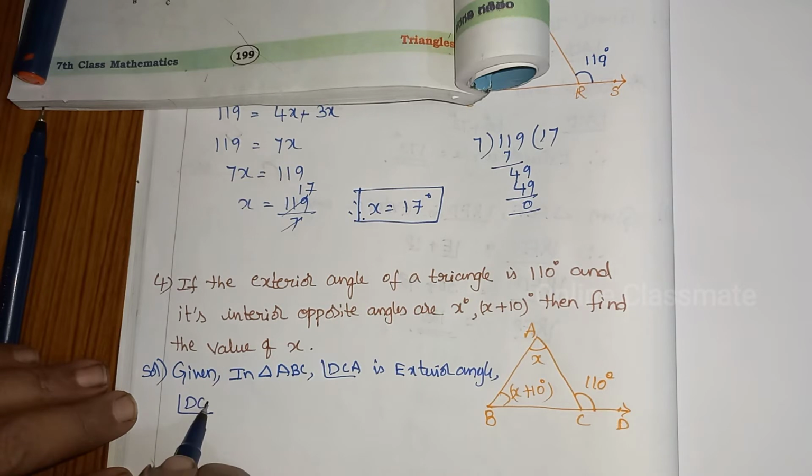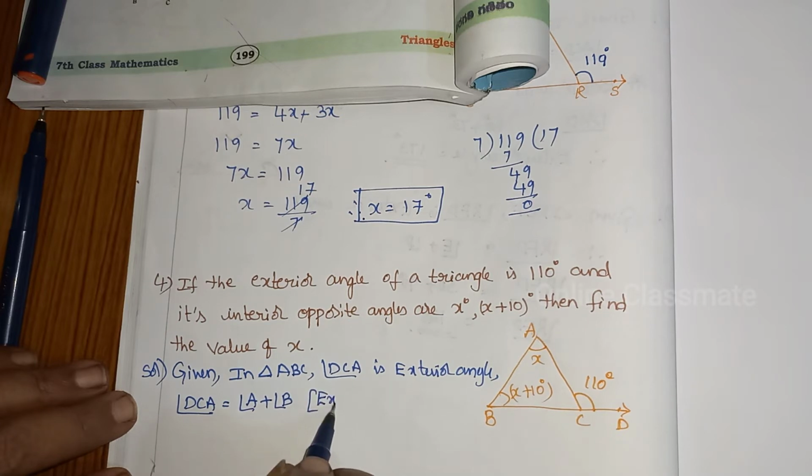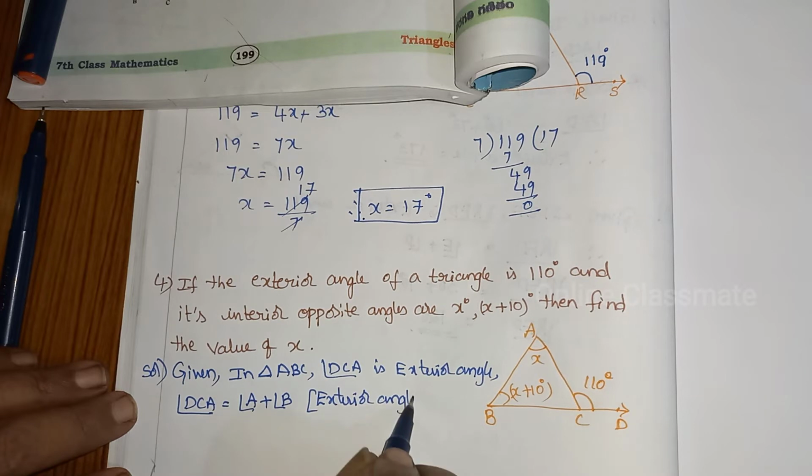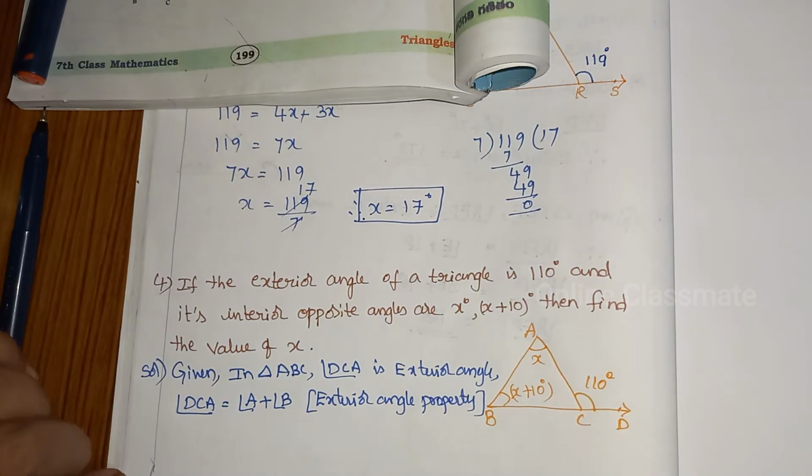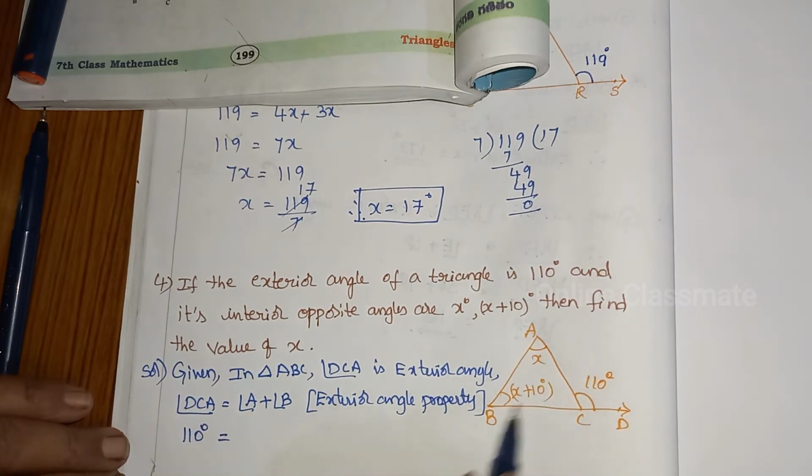Angle DCA is equal to angle A plus angle B. Exterior angle property. What is exterior angle property? Sum of opposite interior angles is equal to exterior angle. Here 110 degrees is equal to x plus 10. A is x, B is x plus 10.